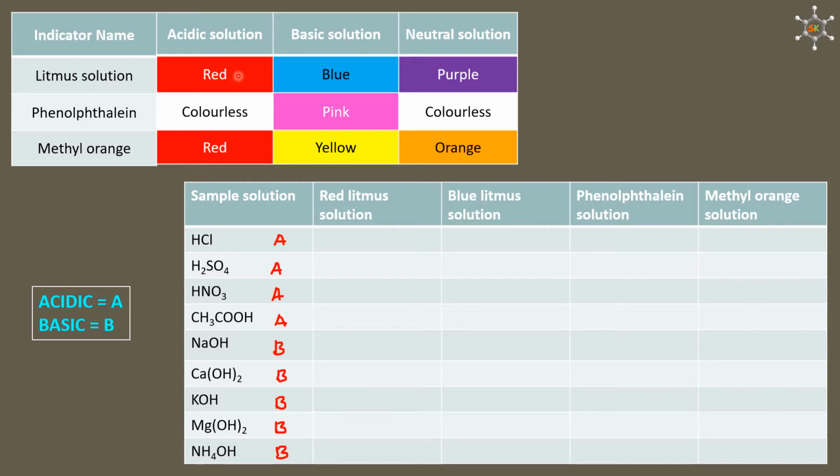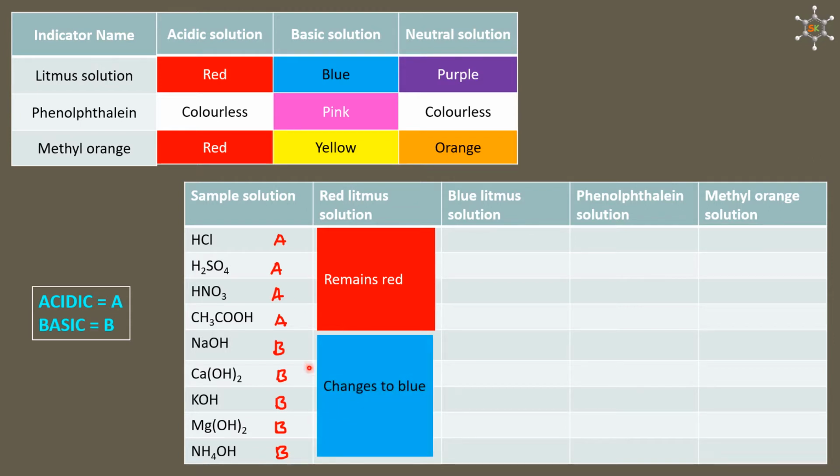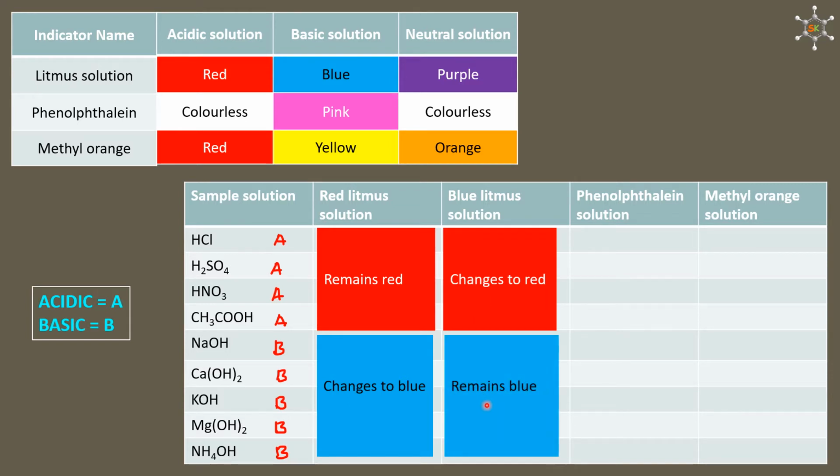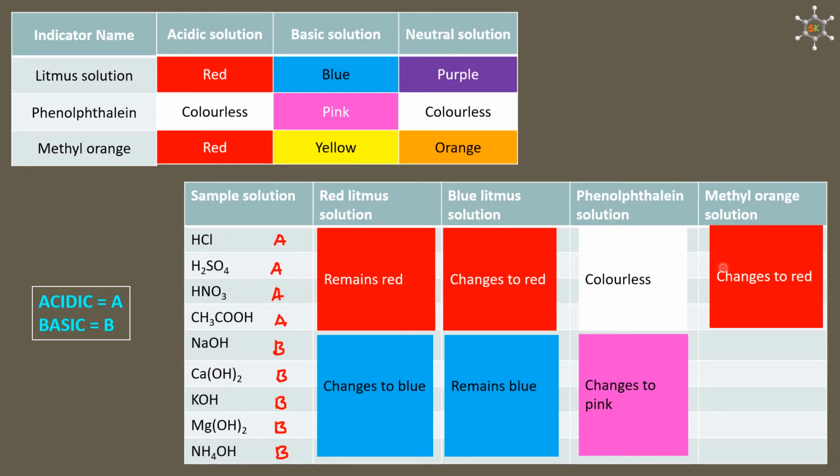Litmus solution is red in acidic solution, so red litmus solution is supposed to remain red with the first 4 samples. Red litmus solution will change to blue color with the remaining basic samples. If we take the blue litmus solution with the acidic samples, it changes to red. Blue litmus solution will remain blue with the basic samples. Phenolphthalein indicator is colorless in acidic samples and becomes pink in basic samples. Methyl orange is red in acidic samples and becomes yellow in basic samples.